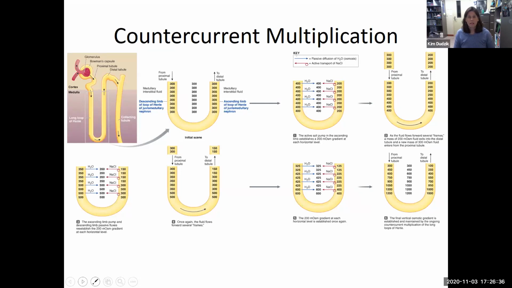Okay, we'll continue on. We're out of our loop of Henle. The loop of Henle, its job is to reabsorb water. The sodium kind of stays in the medulla. That may help if you look at this picture. Here's the loop of Henle. This whole area becomes salty, has this concentration gradient.